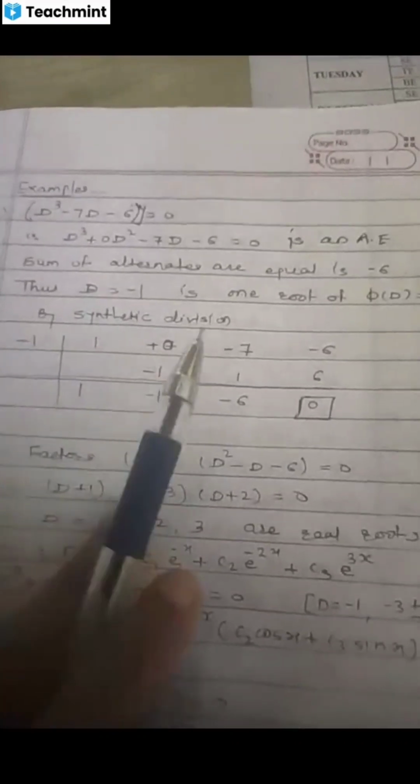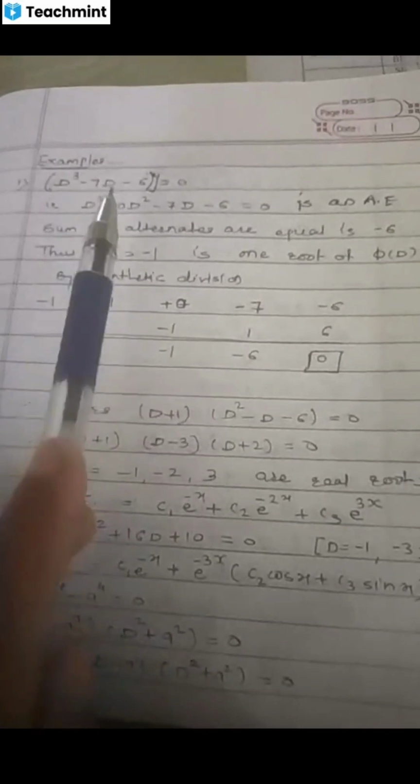So by synthetic division, now you perform the actual synthetic division. You write down the coefficients of the polynomial. The coefficient of d cube is 1, so write here 1. The coefficient of d square is 0, so write here 0. The coefficient of d is minus 7, so write minus 7, and the constant term is minus 6. Here the d square term is absent, still we have written the term using the coefficient 0. If any term is absent in the polynomial, you write the term with the coefficient 0, like this example.